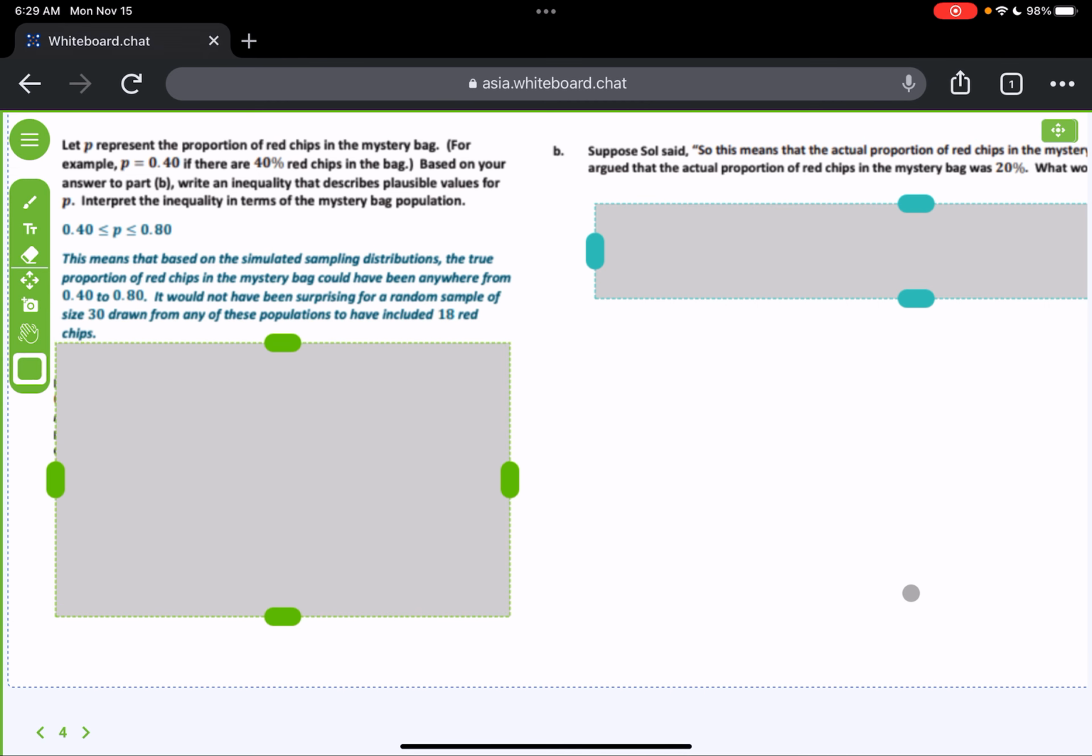Right. So we would say 40 hundredths is less than or equal to P, which is less than or equal to 80 hundredths. Okay? Or we would say P is greater than or equal to 40%, and P is less than or equal to 80%. This means that based on the simulated sampling distributions, the true proportion of red chips in the mystery bag could have been anywhere from 40 hundredths to 80 hundredths. It would not have been surprising for a random sample of size 30 drawn from any of these populations to have included 18 red chips. Remember, likely just means that it could happen.